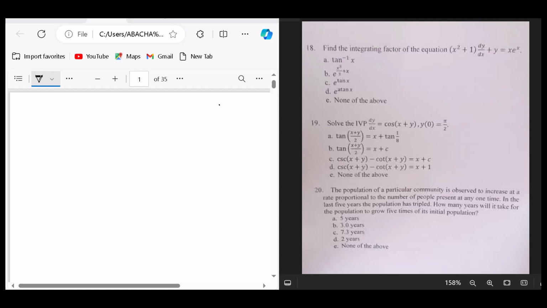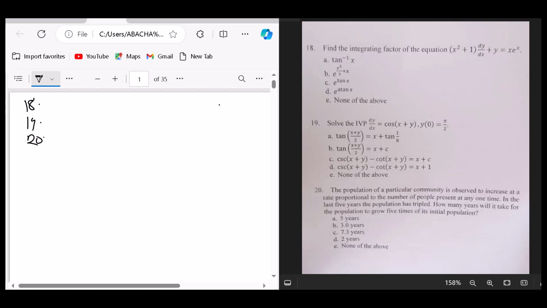Okay, so let's continue with our solutions on some questions on ordinary differential equations. So today we are going to look at question 18, 19, 20 going. But let's look at the first three and see.